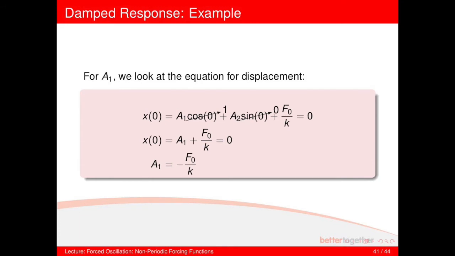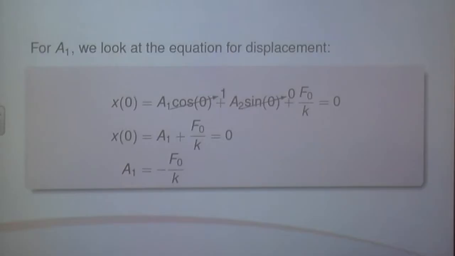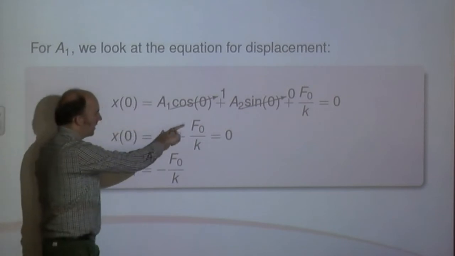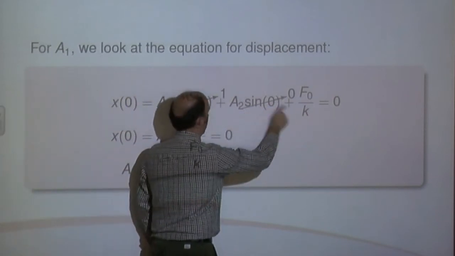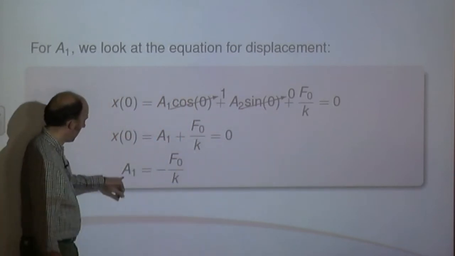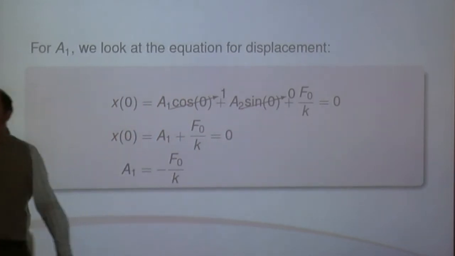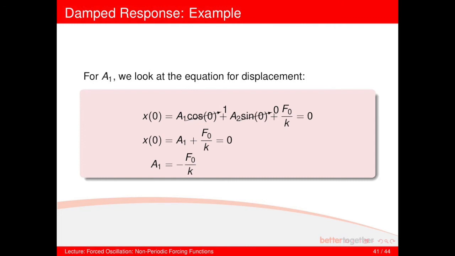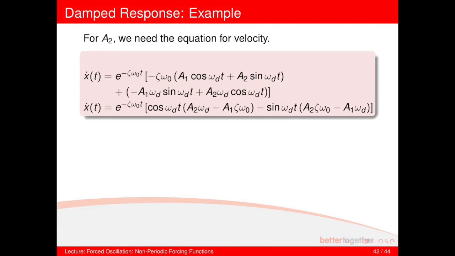And so we apply our initial conditions. So when you've got displacement being 0, cosine of 0 is 1, sine of 0 is 0, and then we have a1 plus f naught upon k equals 0. So it's quite clear that a1 is minus f naught upon k, as before. But this time, for a2 we need the velocity.